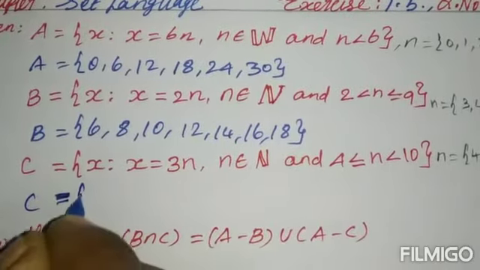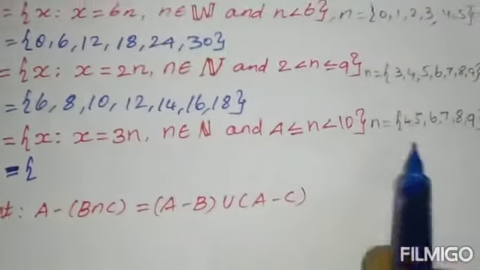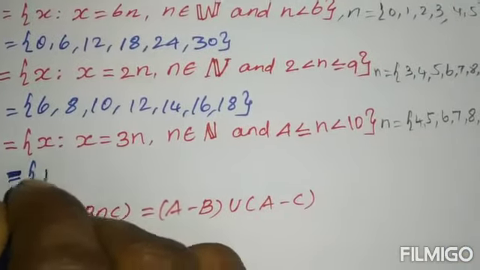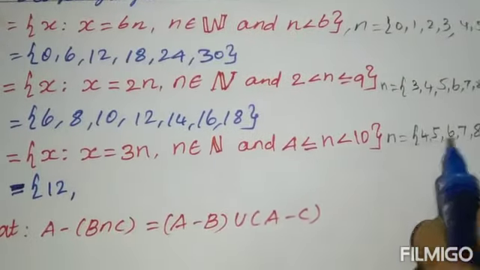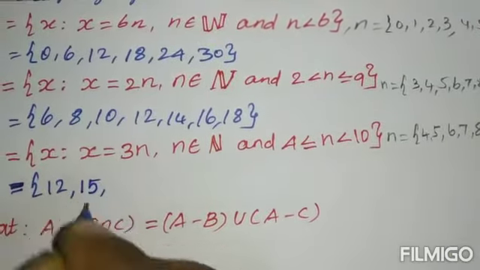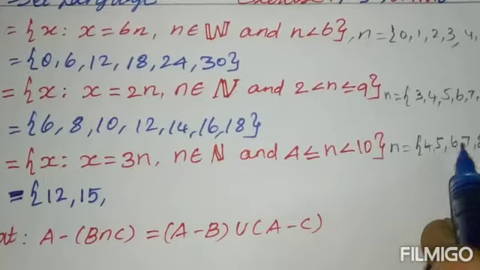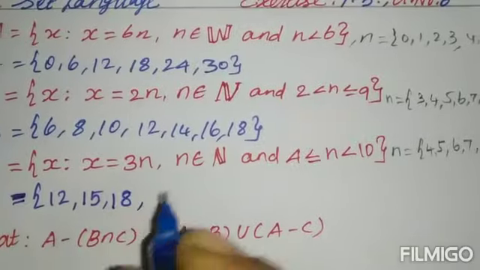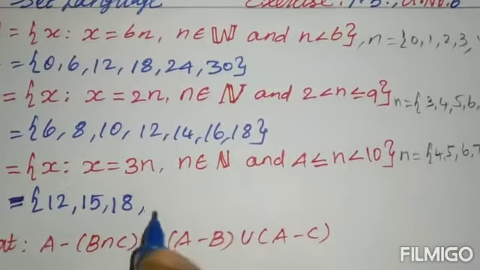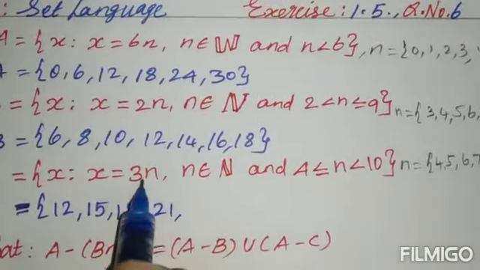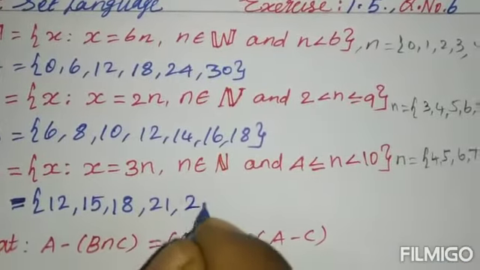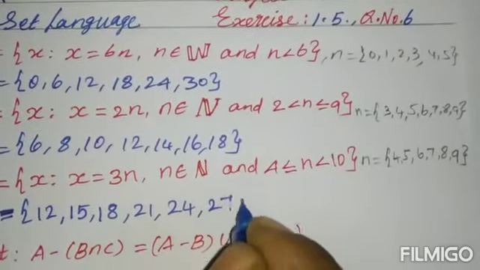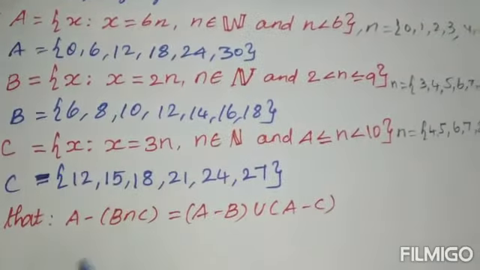So C is equal to the set of all x is equal to 3n. So now we are going to multiply these n values by 3. First 3 into 4 is 12, then 3 into 5, 3 5s are 15, then 3 into 6, 3 6s are 18, then 3 into 7, 3 7s are 21, then 3 into 8, 3 8s are 24, then 3 into 9, 3 9s are 27. So these are the elements of C.